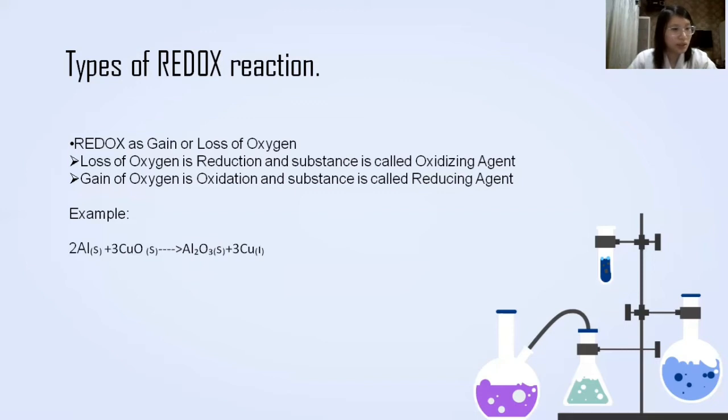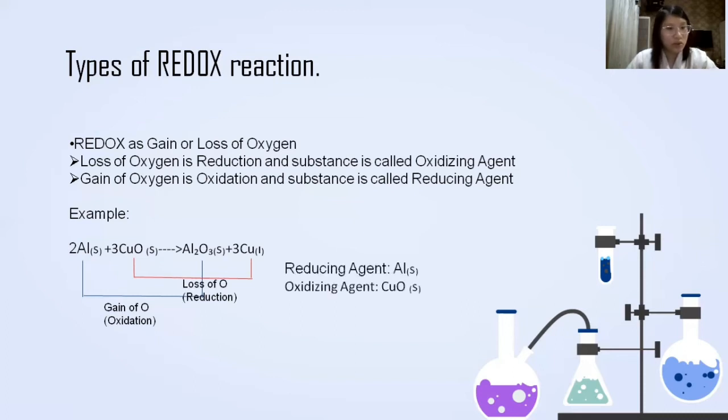Example in this reaction, aluminium and cupric oxide becomes aluminium oxide and copper. In this pair of reaction, it shows the gain of oxygen, so it means oxidation will happen. And in this other pair of reaction, it shows loss of oxygen from cupric oxide to copper, which means reduction will happen.